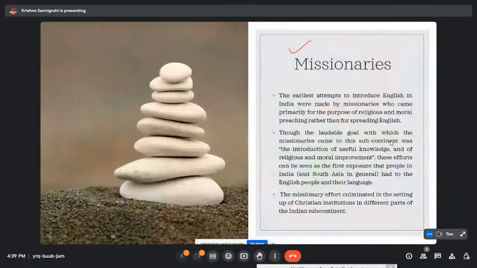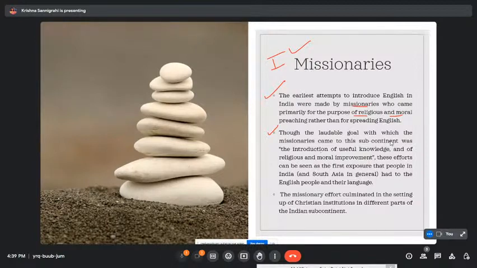So the first phase, if we have to talk about the development of English in India, is the missionaries. The earliest attempts to introduce English in India were made by the missionaries who came primarily for the purpose of religious and moral preaching rather than for spreading English. Though the laudable goal with which the missionaries came to this subcontinent was the introduction of useful knowledge and of religious and moral improvement, these efforts can be seen as the first exposure that people in India had to the English people and their language.